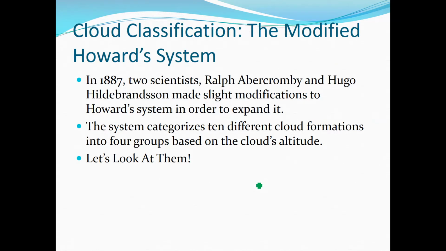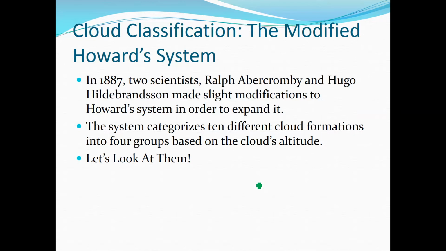In 1887, not that the date is super important, but I just want you to know, in the late 1800s, two scientists, Ralph Abercrombie, I don't know if he's related to Abercrombie and Fitch, and Hugo Hildenbrandsen, try saying that name 3 times fast, made modifications to Howard's system in order to expand it. So basically what they did, rather than poo-pooing his system and throwing it out, they took it and they improved it. Just like what scientists do.